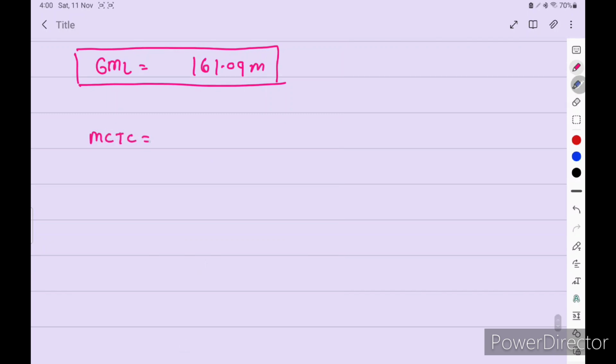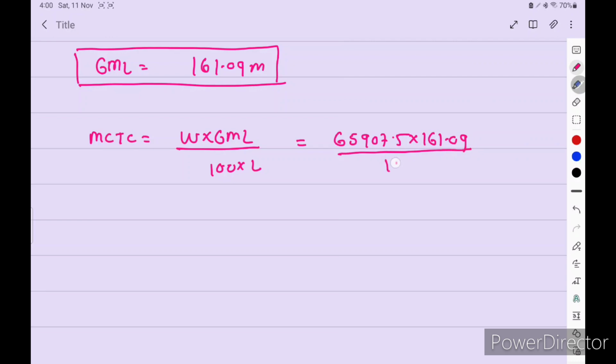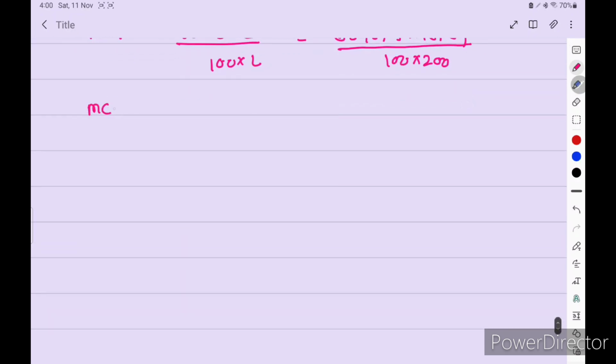MCTC formula: W into GML upon 100 into L. So 65907.5 into 161.09 divided by 100 into 200. So MCTC is equal to 530.85 T.